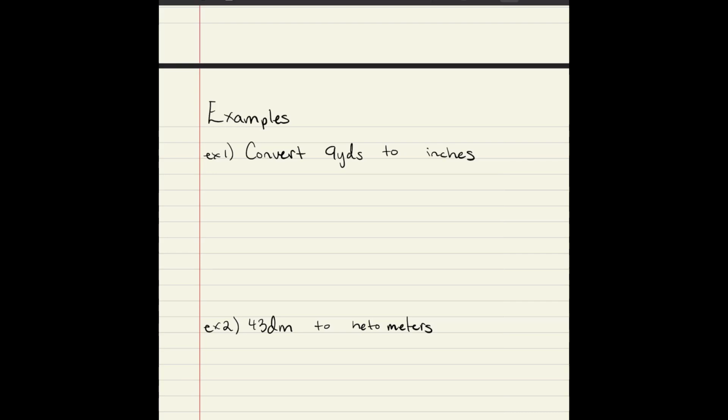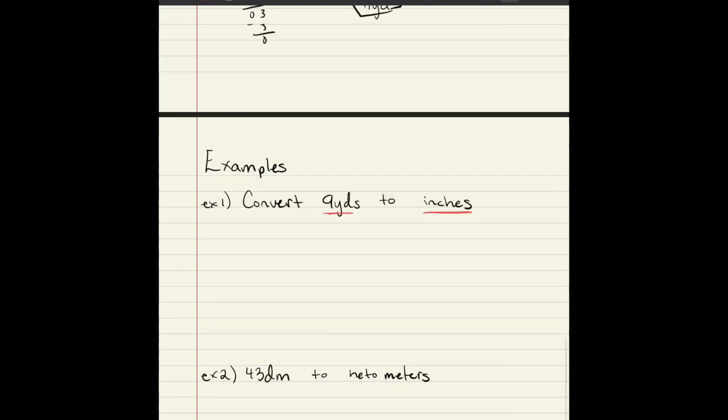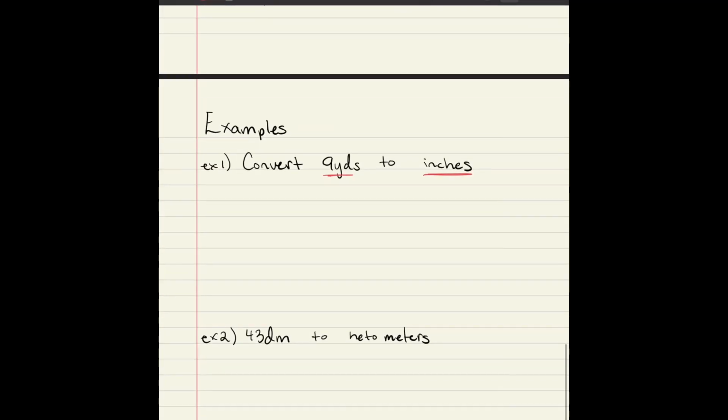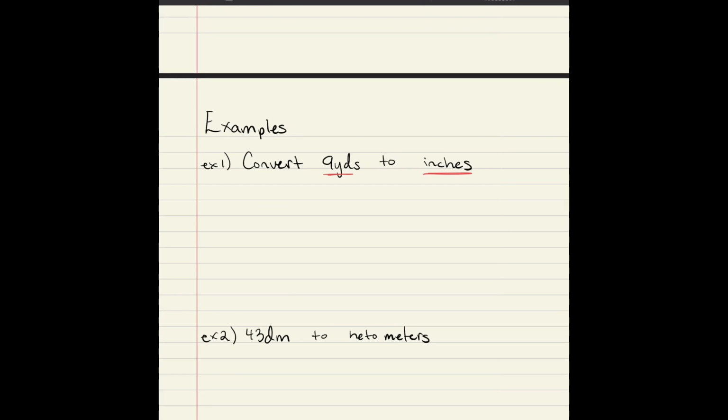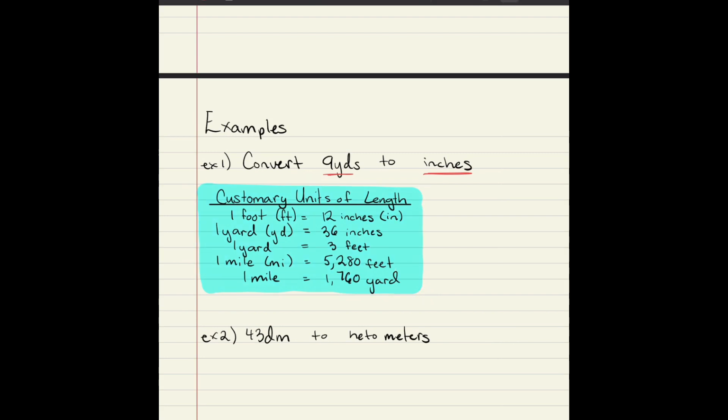So in this problem, for example, we're converting 9 yards to inches, so we're going from yards to inches. So let's go look at our chart. In fact, let's rewrite it. All right, here's my chart. And I need to use a ratio that has yards and inches in it. So here I have 1 yard is equal to 36 inches. So that's the ratio I'll be using.